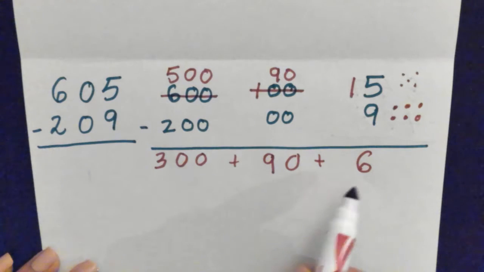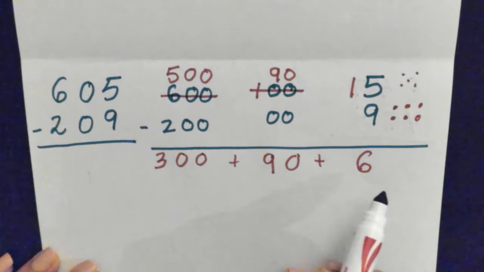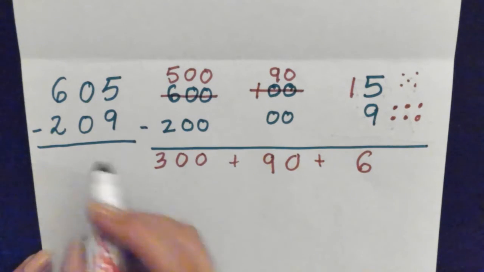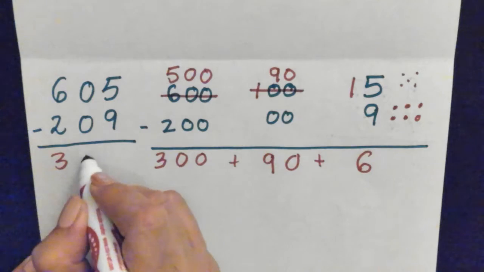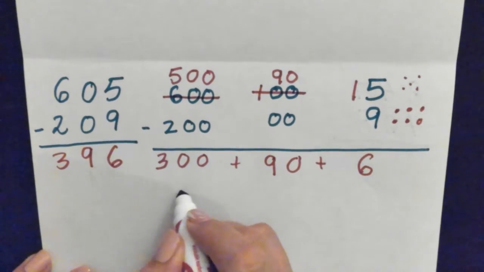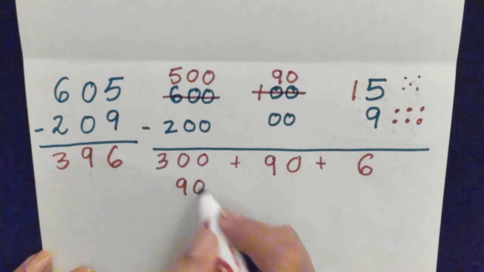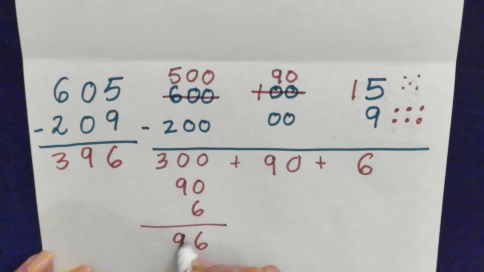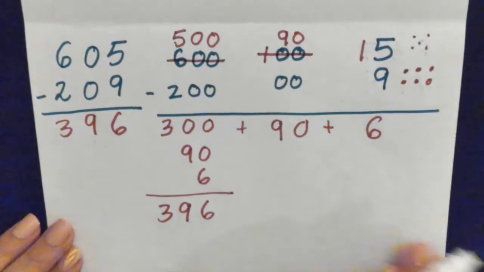Remember, this is expanded form. Remember that? Expanded form. And you could just write it that way, 396. Or, if you want to do the long way, you could do this as well. It's up to you in this case. Okay? Totally up to you. This is fine.